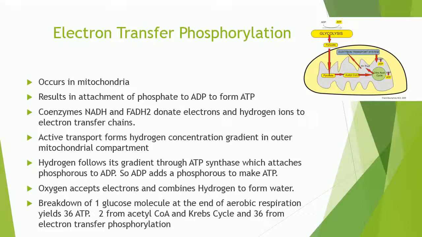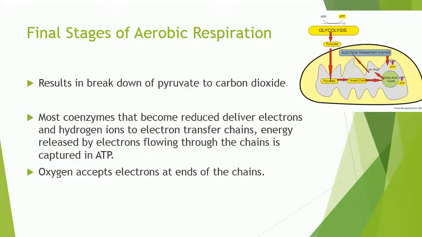So what's going to happen at the end? This is the very end of aerobic respiration. You're going to have the breakdown of one glucose molecule inside your body at the end of aerobic respiration that is going to yield 36 ATP for you inside your body. So you're going to have that happen from all those steps that we've discussed. And electron transfer phosphorylation is the last step. So aerobic respiration is much more efficient than any other type of respiration.